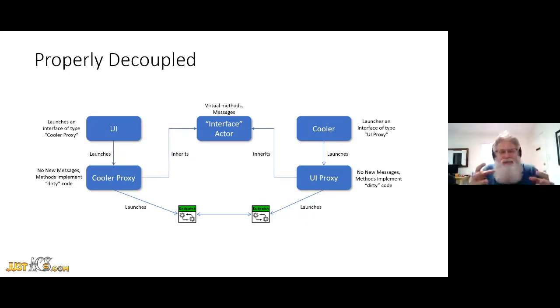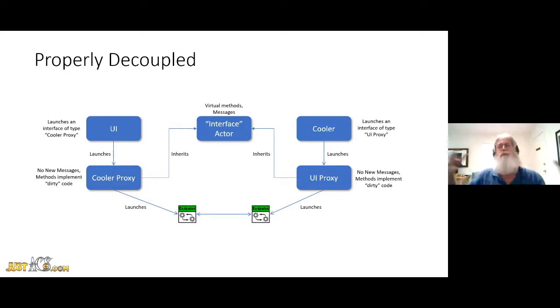And once I have this interface actor, now I can go make a pair of proxies. And if you're familiar with your design patterns, a proxy is a thing that pretends to be something else in your space, so you can control access to that other thing. And in this case, it's a remote proxy. We are enabling access across a network boundary while pretending to be the local thing. So the UI proxy pretends to be the user interface as far as the cooler is concerned. That's what it is.